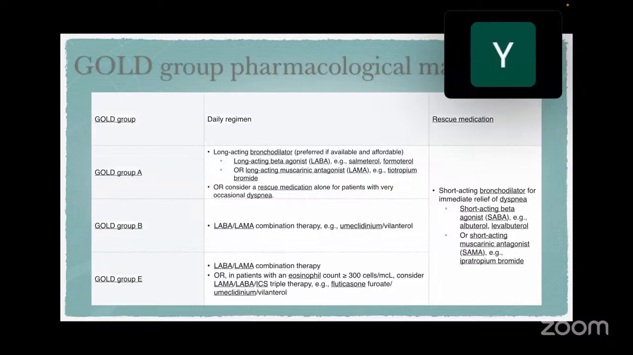This is just a summary of what we spoke about regarding the pharmacological management. So we have here group A, B, and E. Group A, we said we're going to start with the rescue medications, the SABA and SAMA. And then we have the LABA and LAMA, the long-acting beta agonist or the long-acting muscarinic antagonist. Group B, the combination therapy. And then group E, we're going to use it plus the inhaled corticosteroid if the patient has high levels of eosinophils or has asthma or overlapping COPD.